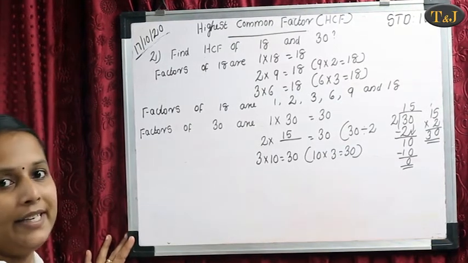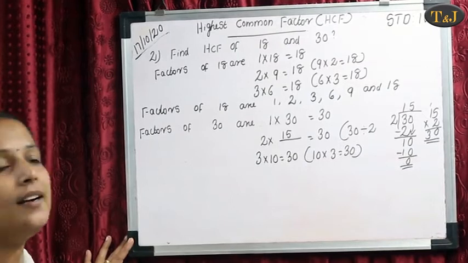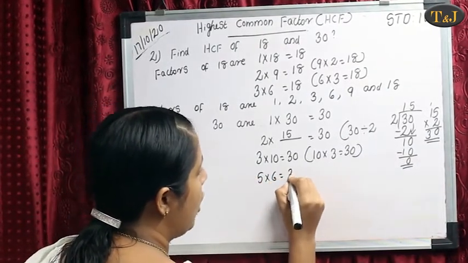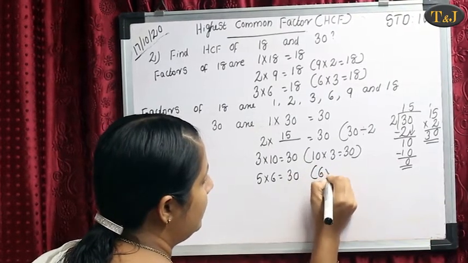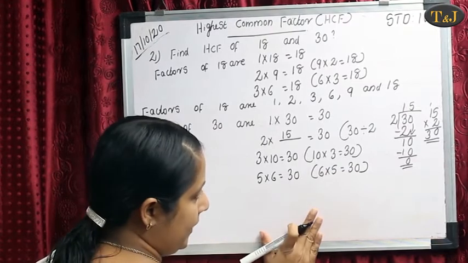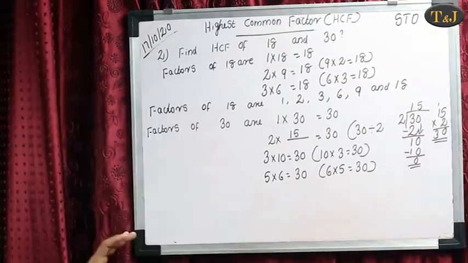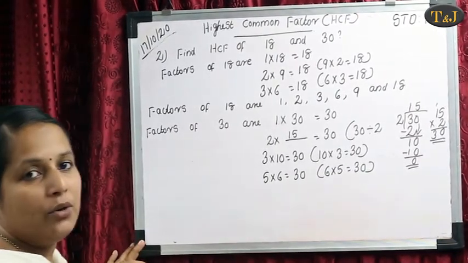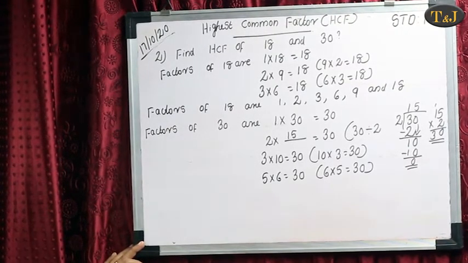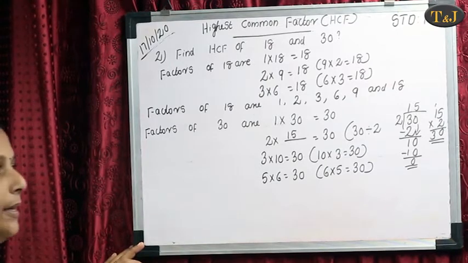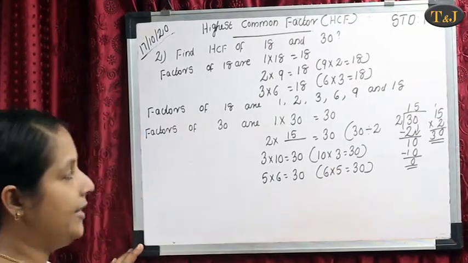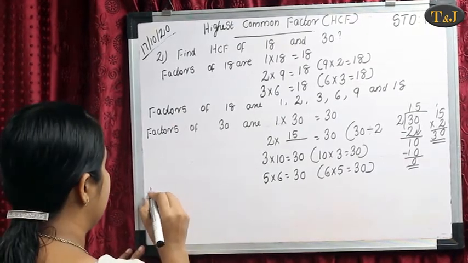Then 5's table 30. Yes, 5 6s are 30. Then 5 6s are 30 or 6 5s are 30. Then in 7's table there is no 30. 8's table no 30. Then in 9's table is there 30? No, 9 3s are 27 and 9 4s are 36. So there is no 30 in 9's table. Then 10's table 30. We already wrote 10 3s are 30.